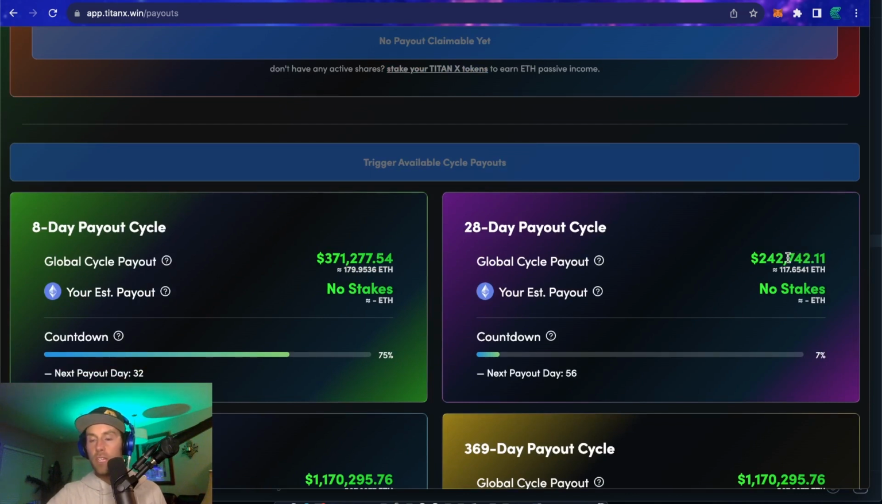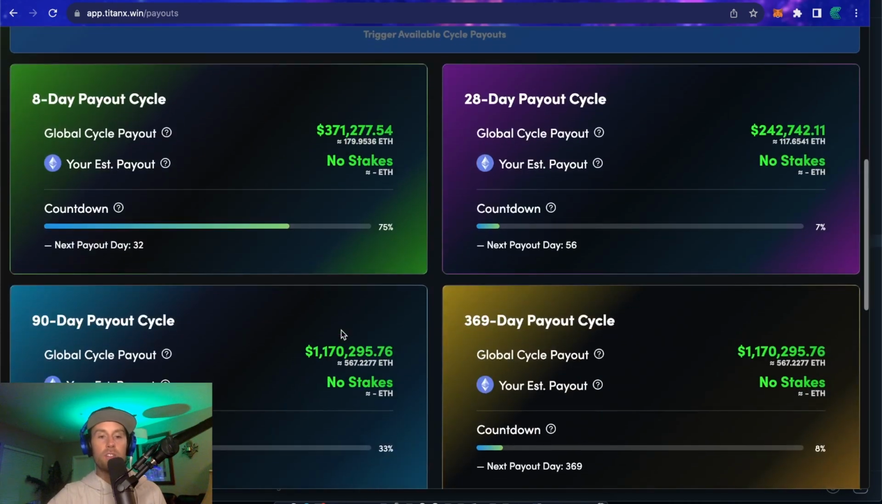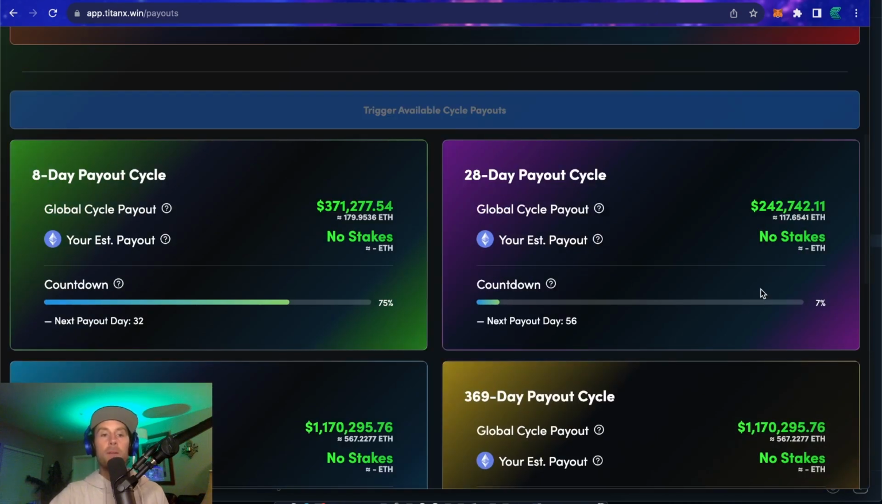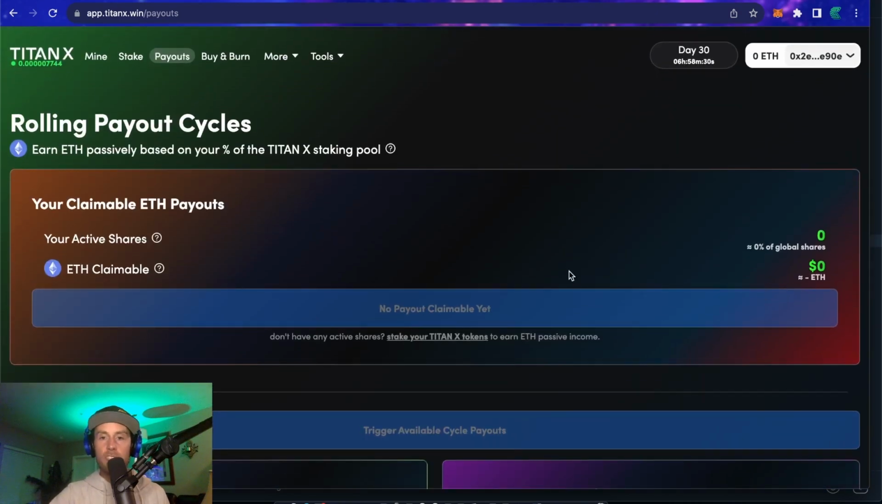And that's actually really interesting because the last payout was 1.5 million for the first 28-day payout. And it's already back up to 242,000. So as you can see, the next 90-day payout is 1.1 million, basically 1.2. The 369-day payout is 1.2 million. And the 888 is 520,000. So you don't have to go and claim all these. These will automatically show up and build up in this section here to the point where it actually makes sense to spend however much it is on gas to claim this.